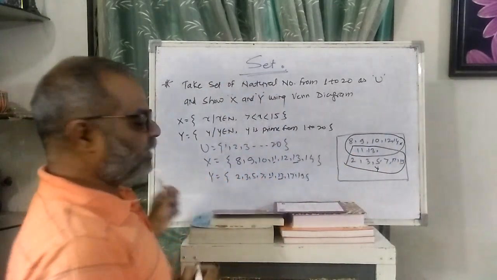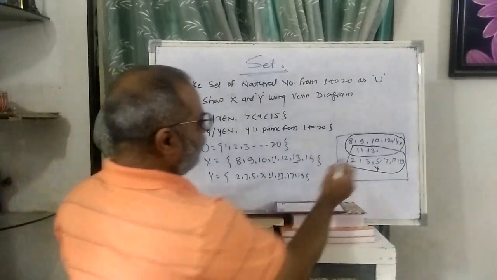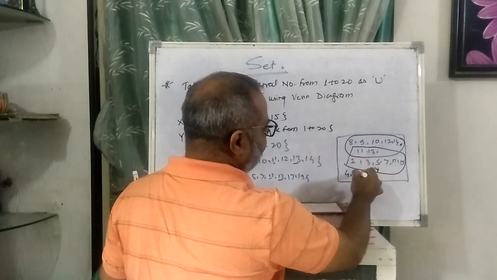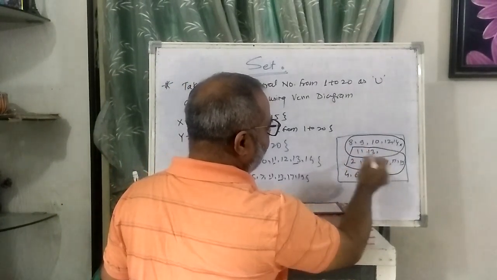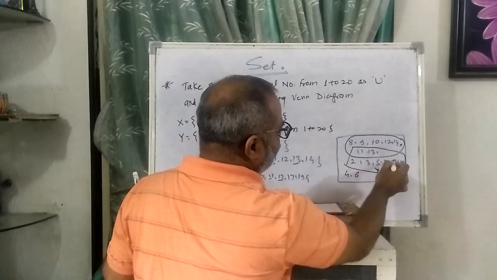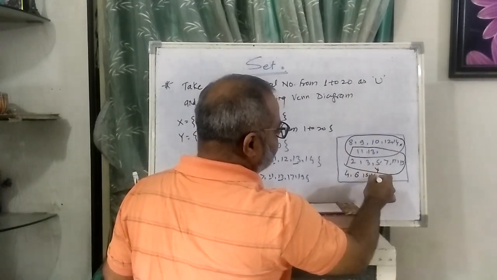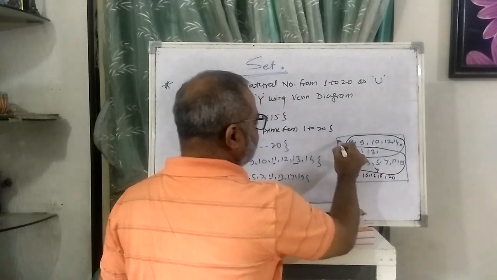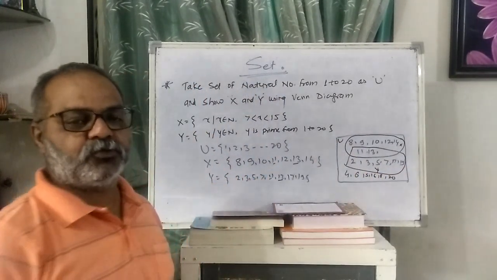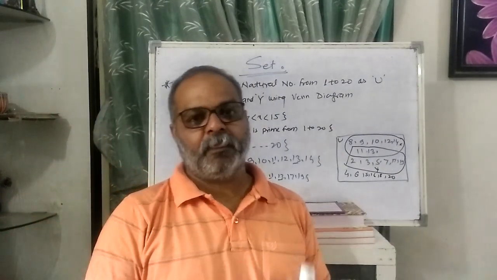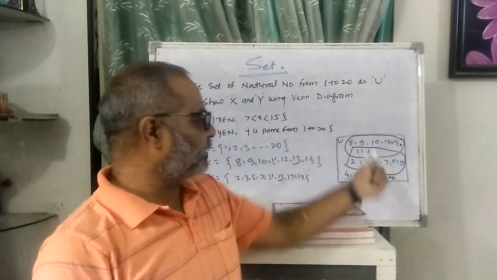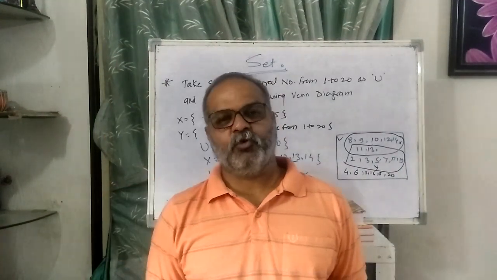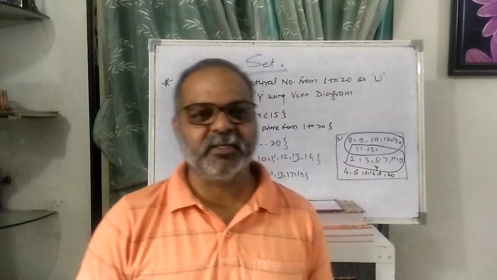And the elements remaining from 1 to 20: 1 is present, 4, 6, 15, 16, 18 and 20. So this is U. So this is the Venn diagram. The intersection part we will discuss in the next part. So we just discussed the subset, universal set, and Venn diagram.